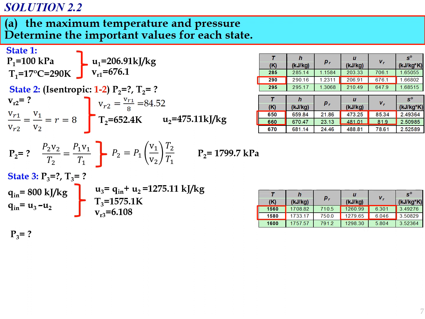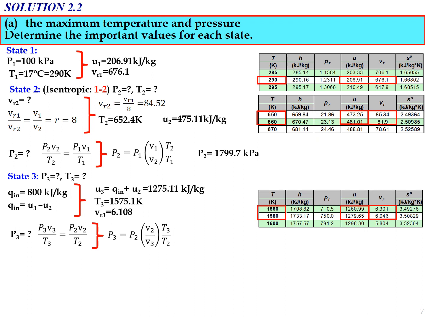So we cannot get the value of P3 by using the ideal gas table. So then we can manipulate the gas law equation, where for state number 3 and also state number 2, P3 V3 divided by T3 equal to P2 V2 divided by T2. Okay, rearrange the equation, so we'll get the equation for P3, where P3 equal to P2 multiplied by V2 divided by V3 multiplied by T3 divided by T2.